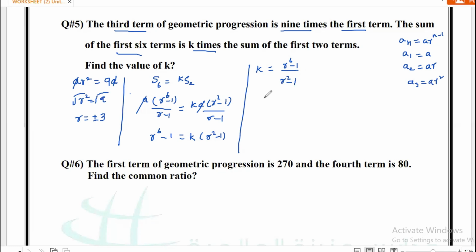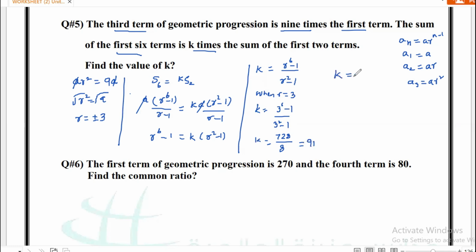This formula for k will help us find the value of k when r equals 3. So the value of k is (3 power 6 minus 1) over (3 power 2 minus 1), which is equal to, 3 power 6 gives us 729 minus 1, which is 728, over 9 minus 1, 8. So divide by 8, which is equal to 91.